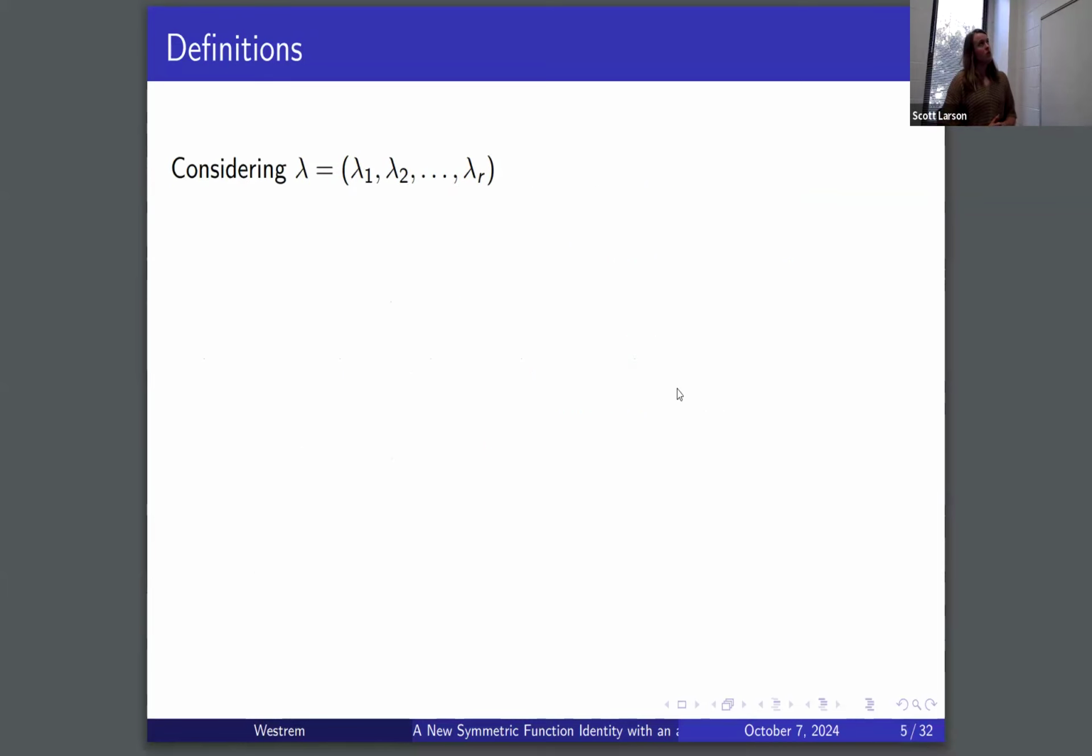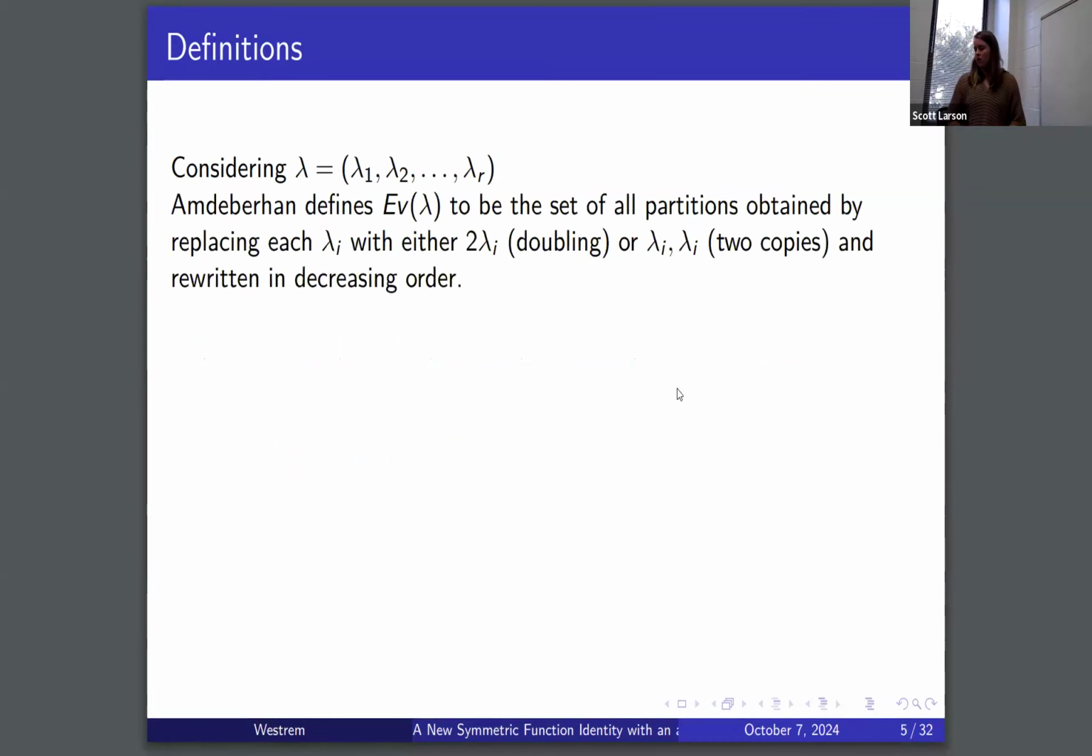Okay, so coming back to lambda is lambda 1 through lambda r. Tewodros introduced these two sets. One we'll see later on, but the first one was EV of lambda, and it's the set of all partitions from our original lambda given. For each part, we're either going to double that part, lambda i, or we're going to make 2 copies of it, lambda i, and create a new partition, and we'll rewrite it in decreasing order. So it is a partition by definition.